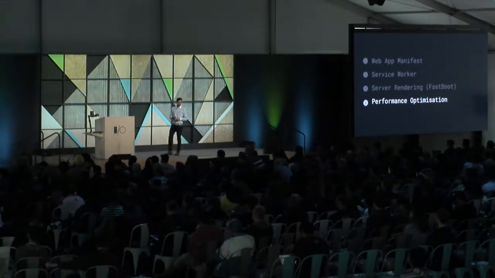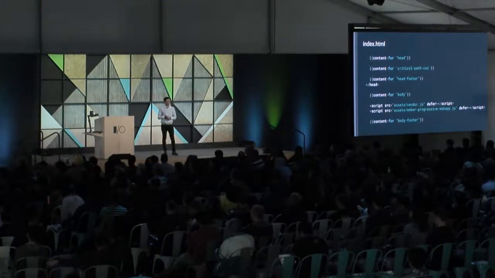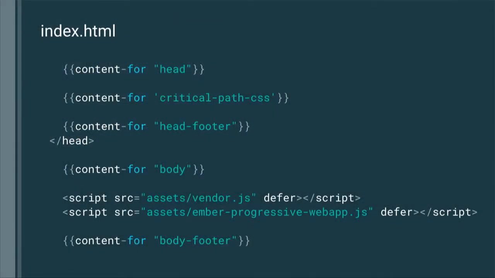And then we've got a little bit of final performance optimization to squeeze as much as we can out at the very end. So this is what our index looks like for this application. It's using some template helpers. And one of the things I want to add is that critical path CSS that we talked about earlier for the application shell.